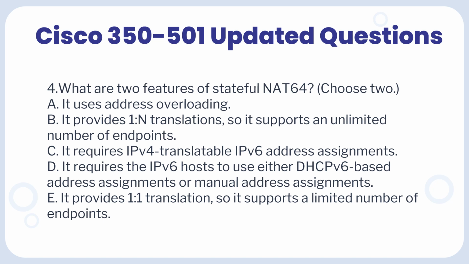4. What are two features of stateful NAT64? Choose 2. A. It uses address overloading. B. It provides 1:N translations, so it supports an unlimited number of endpoints. C. It requires IPv4 translatable IPv6 address assignments. D. It requires the IPv6 hosts to use either DHCPv6-based address assignments or manual address assignments. E. It provides one-to-one translation, so it supports a limited number of endpoints.